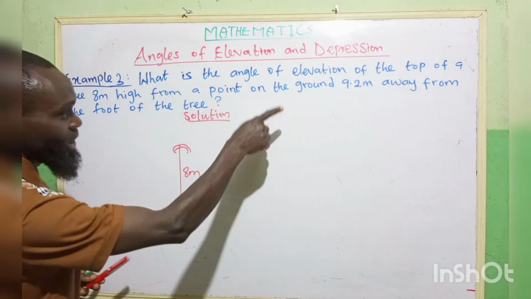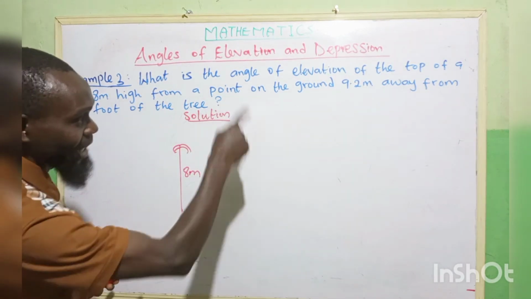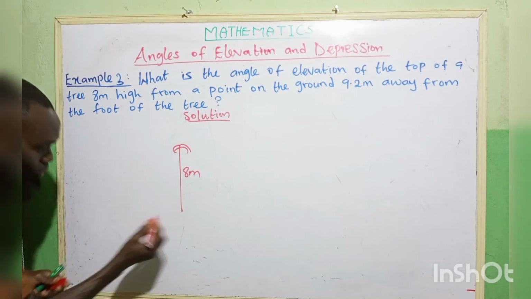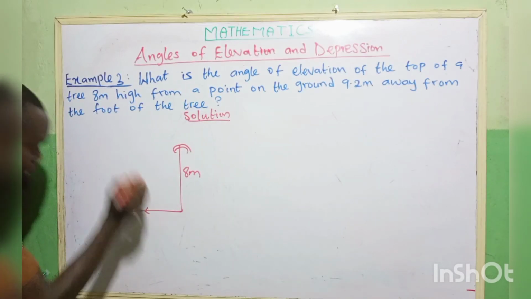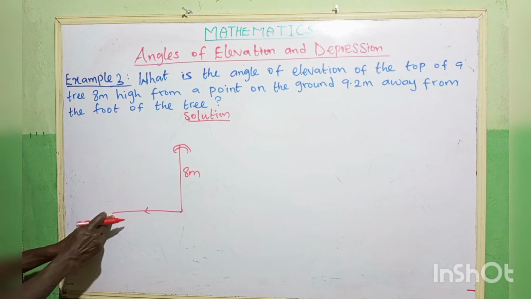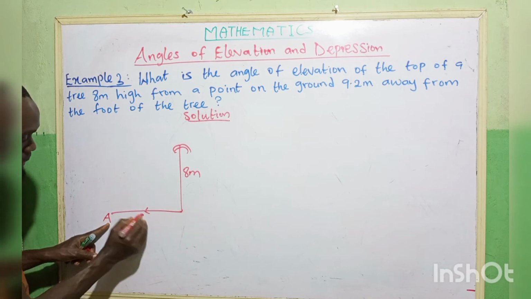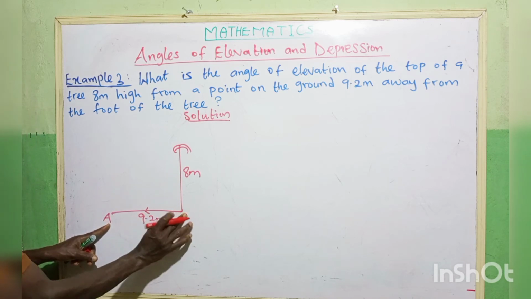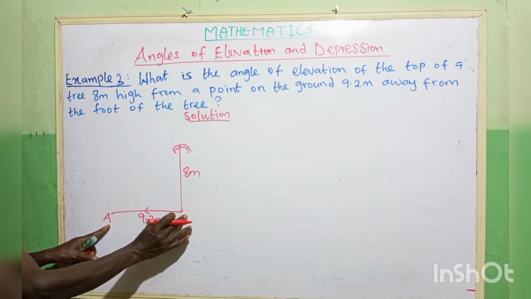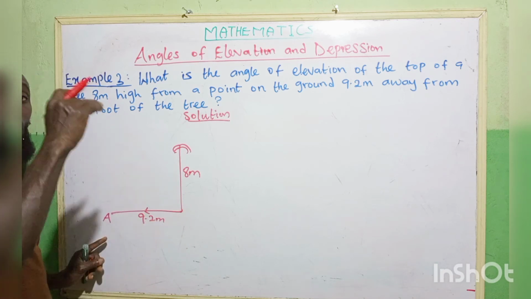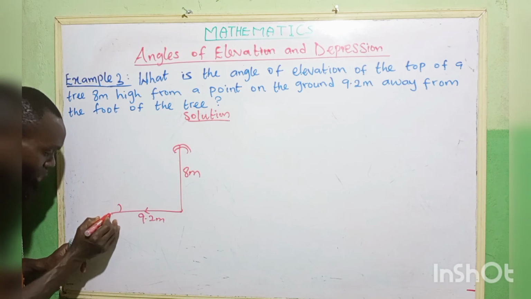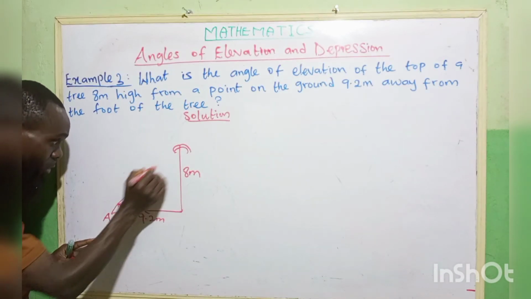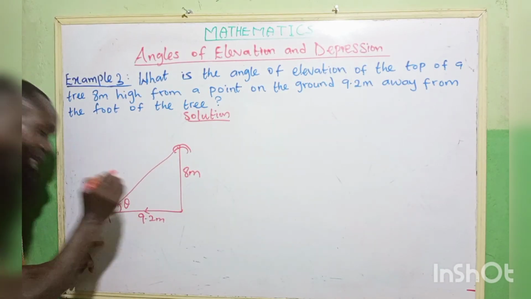From a point on the ground 9.2 meter away from the foot, away meaning you are moving away from the foot of that tree, going this way. Now we want to find the angle of elevation at this point. Let's call this point A. So this point A is 9.2 meter away from the foot of this tree. To find the angle of elevation, don't forget elevation means to look up, so moving up this way. Now I want to calculate this angle theta.